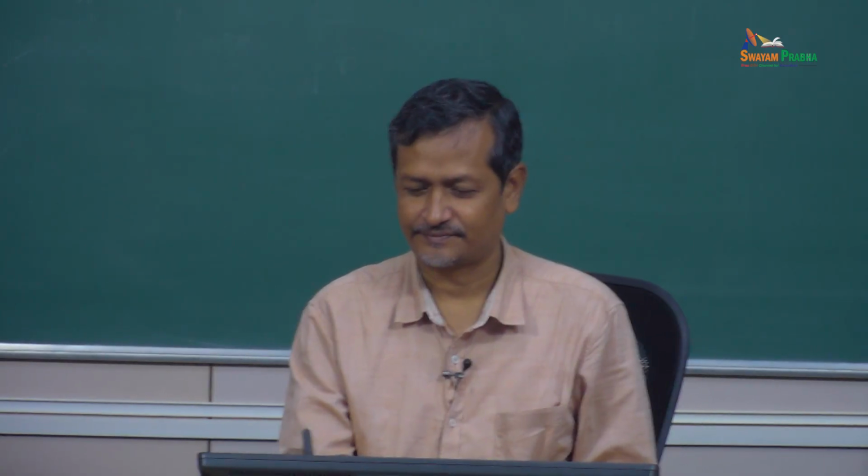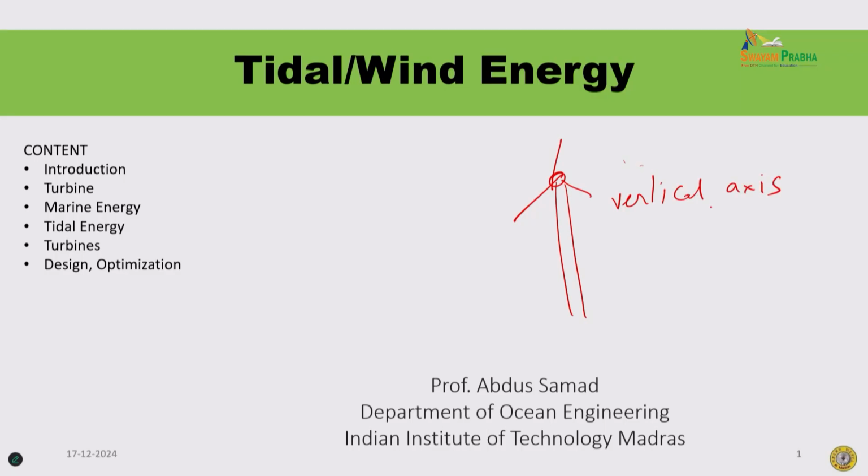So, if you see turbines, there are different types of turbine. You have seen a wind turbine, right? One vertical mast will be there, then there will be 3 blades. You have seen this 3 bladed wind turbine. When the wind flows in a horizontal direction, it will be rotating. So, this is an axial flow machine. Okay, this is axial flow.